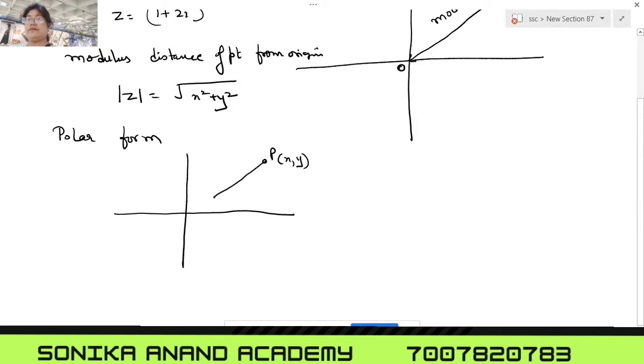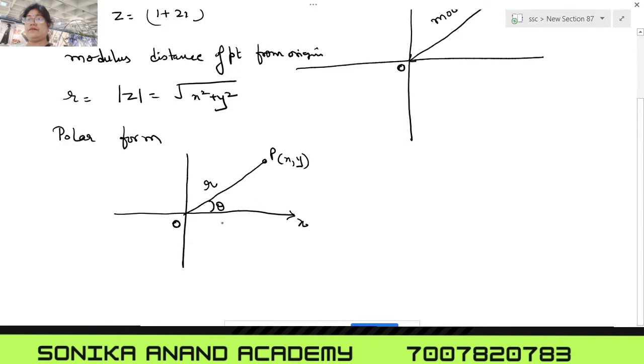For example, this is the distance from the origin. Clear? And I will express it in the form of R. Mod of Z can be written as R. Now here, with the x-axis, it makes an angle of theta. Clear?